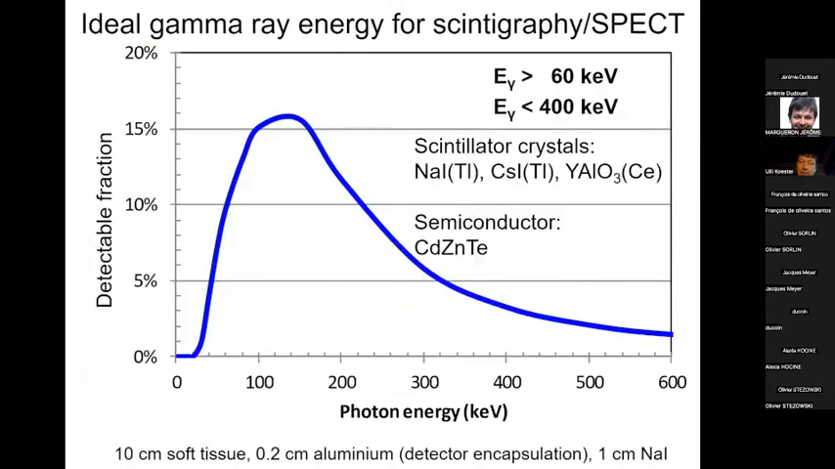And if you look at what is the best energy for this, you don't want to have higher energies, because then your detection gets less efficient and your punch through the collimator gets bigger. You don't want to have very low energies, because then the self-attenuation in the human body becomes more important. So there's a kind of a sweet spot around 100 to 150 keV.